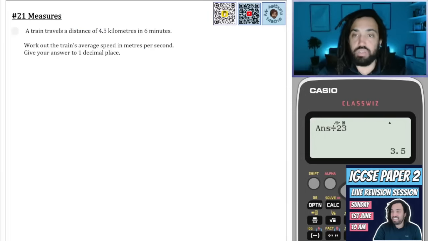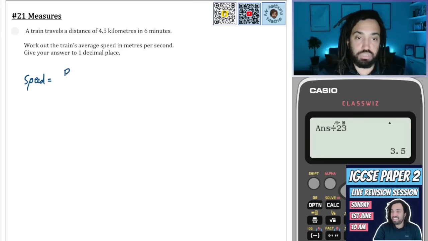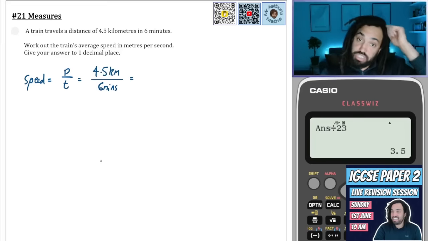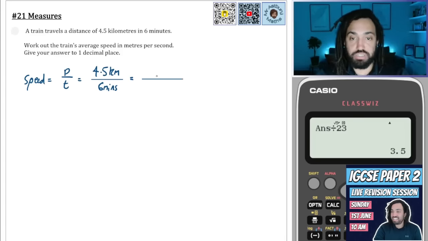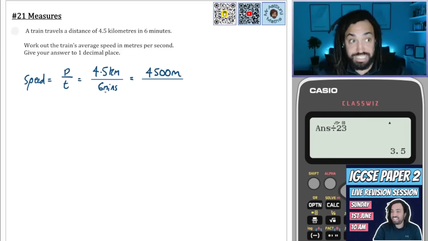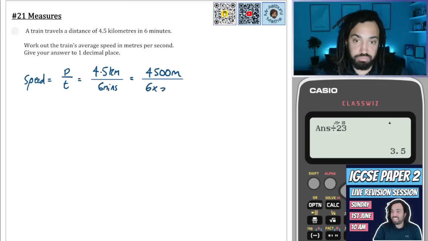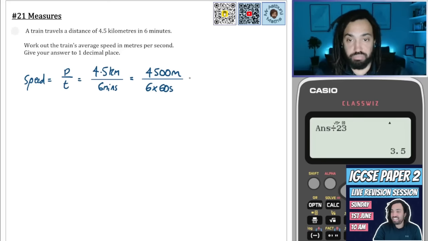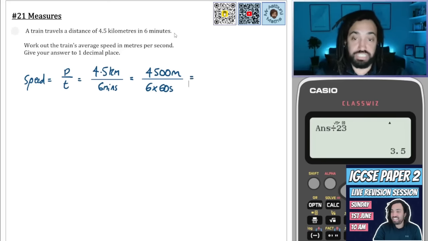Perfect. Okay, next question. We've got a train that travels a distance of 4.5 kilometers in 6 minutes. Work out the train's average speed in meters per second. So speed is equal to distance over time. And the distance is 4.5 kilometers. And the time is 6 minutes. But we want to change those units so that it's meters per second. Well, to change the top into meters, we just times through by 1,000. And to change this into seconds, we times through by 60. Because there are 60 seconds in a minute. So that's an S, by the way, not 5.